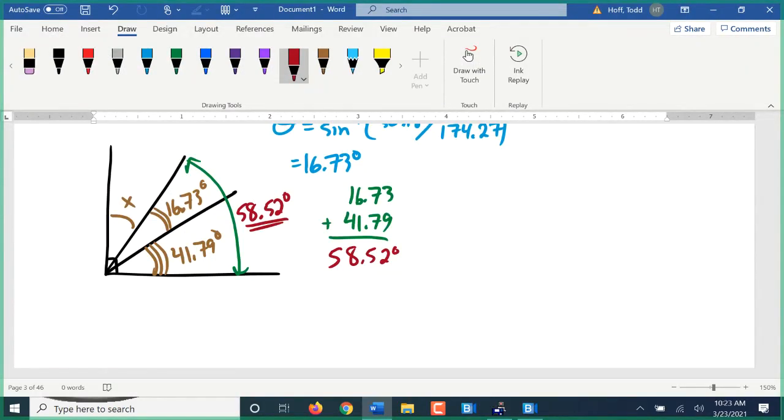That's 58.52 degrees. So to find x, it is 90 minus 58.52, which is going to leave us with 31.48 degrees. That is angle x.